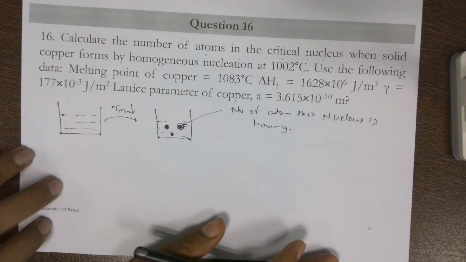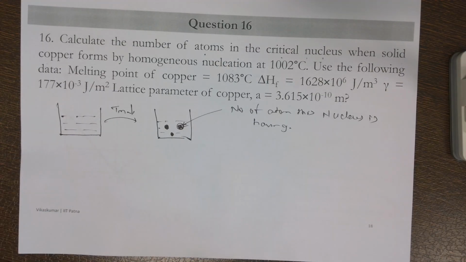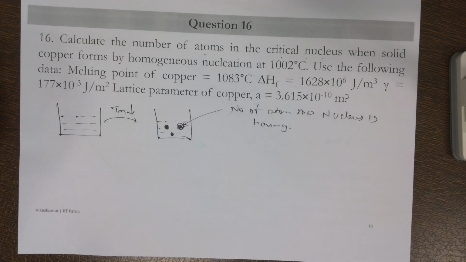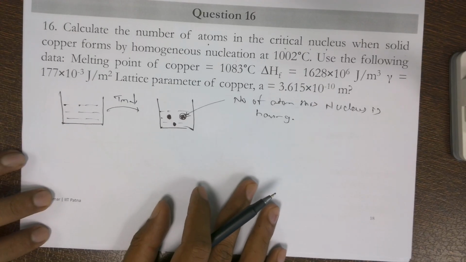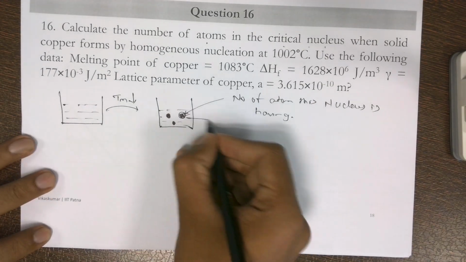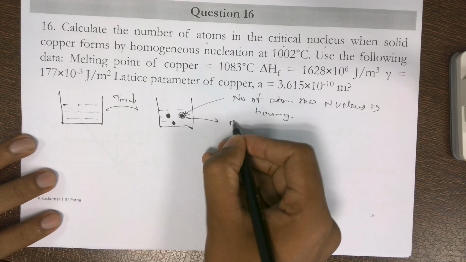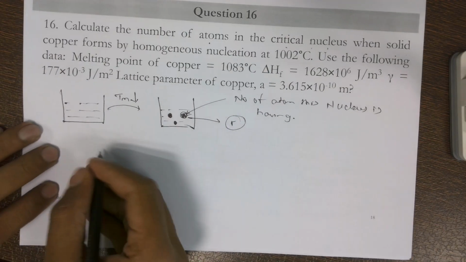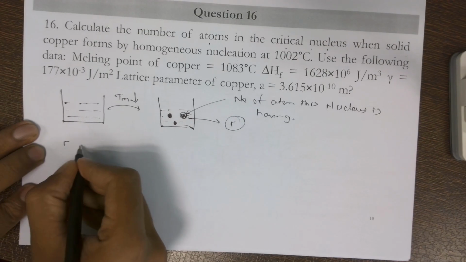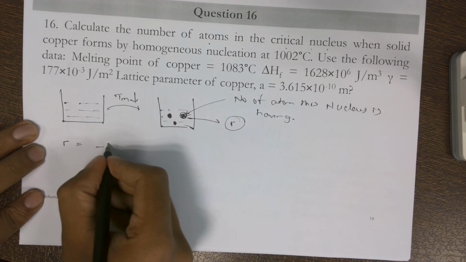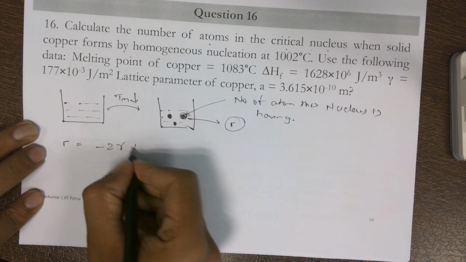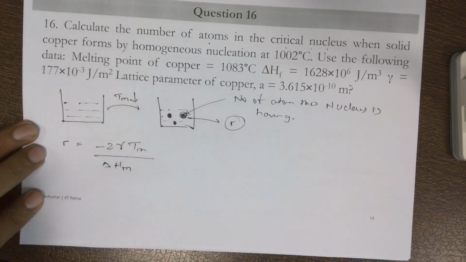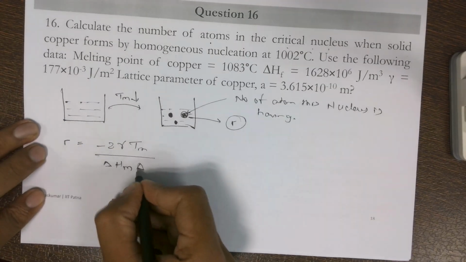This was a question which was asked in the last year's assignments. Okay, and it's a very good question. Let's try to answer this. First we'll find the radius of this nucleus formed. In the class, there was one formula which I wrote. The radius of the nucleus formed will be negative of 2 times surface energy times melting point divided by delta Hm and delta T, which is the undercooling.